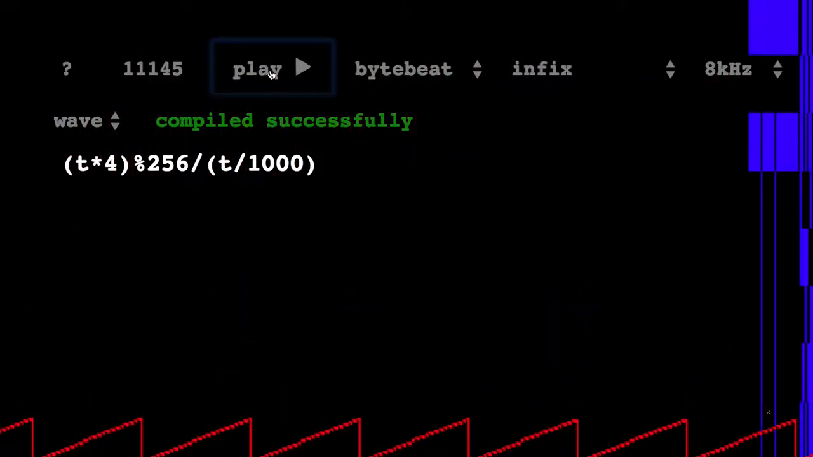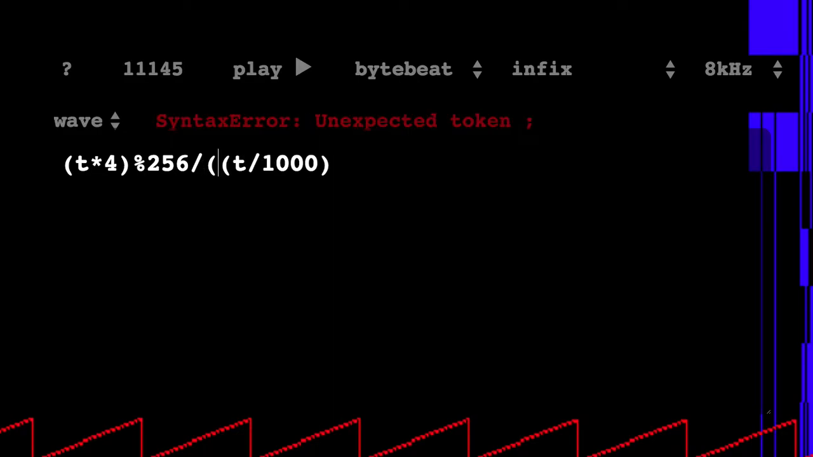Now, how can I get it to repeat? Well, T is just going to keep going on and on, even if it's slowed down by this. It's going to get higher and higher, and really we're not going to expect to hear much of anything after it reaches 256. So what if I wrap this up again in parentheses, and I force this to be a number between 0 and 256?